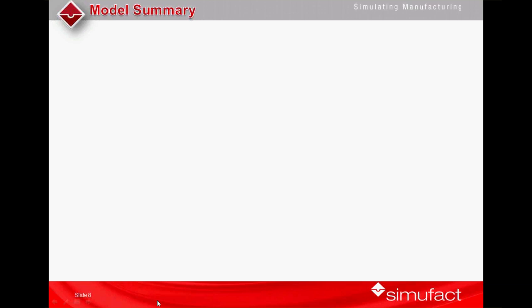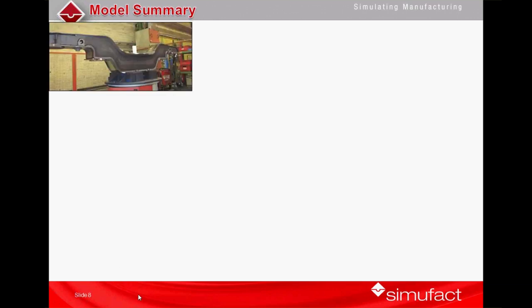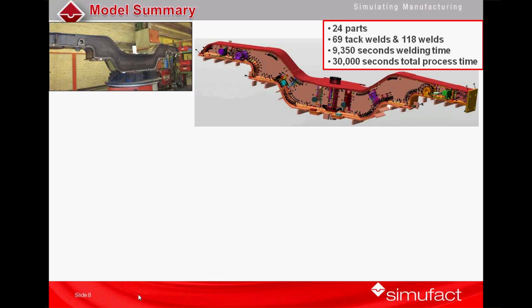This model, here's the picture of the part, has 24 parts that are being welded together. It includes 69 tack welds and 118 line welds. The total welding time is over 9,000 seconds, and if you add up all the total process time, you look at a process of over 30,000 seconds. So this is a very challenging process, but you can simulate that just fine with the software.